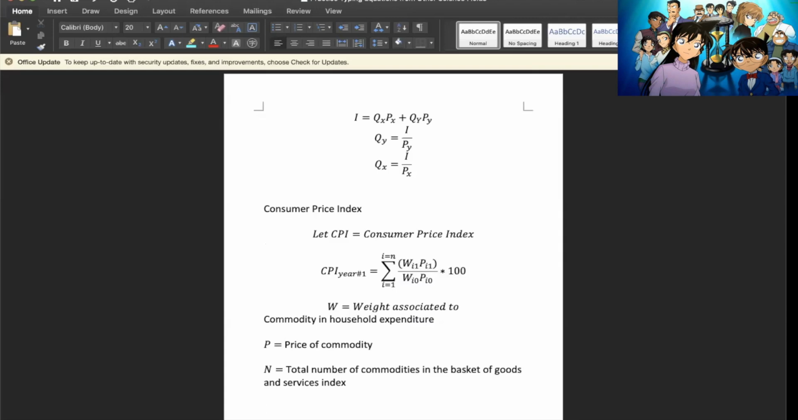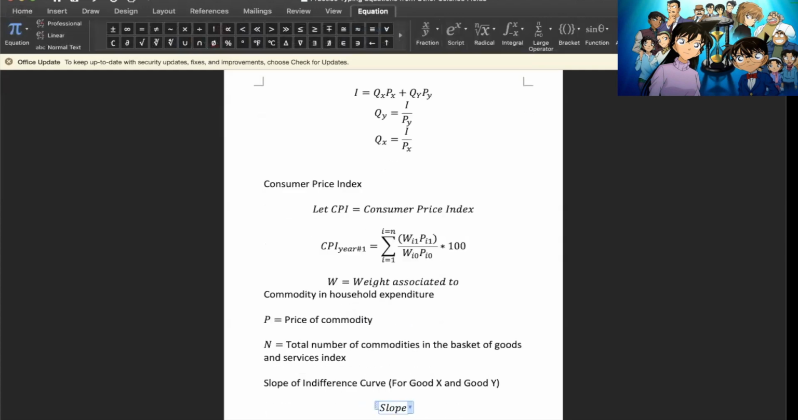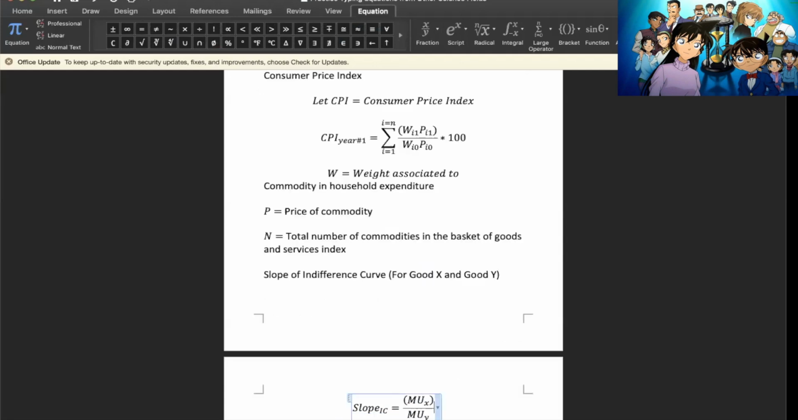And finally, our very last one, again, I have no idea what it means, but there's this thing called the slope of indifference curve. Good X and good Y. So we have the slope. We use the letters IC to indicate the indifference curve, first two letters of indifference curve. And this equals capital MU subscript X. And it's safest to put this in brackets, divided by capital MU subscript Y.